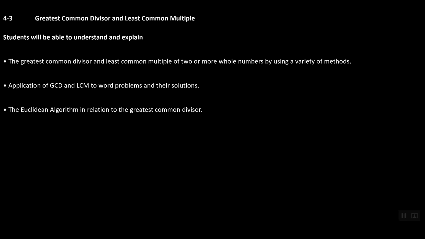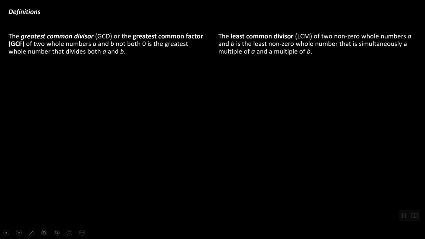Section 4.3, we're talking about greatest common divisor and least common multiple. Let's start by looking at the definition of each one of these words. The greatest common divisor, also known as the greatest common factor, is abbreviated with GCD or GCF, depending on if you want to say divisor or factor.